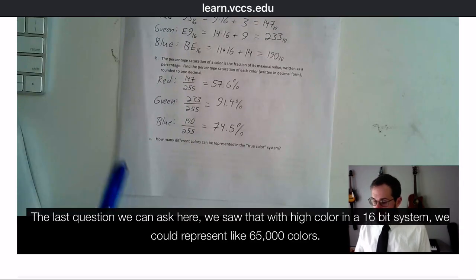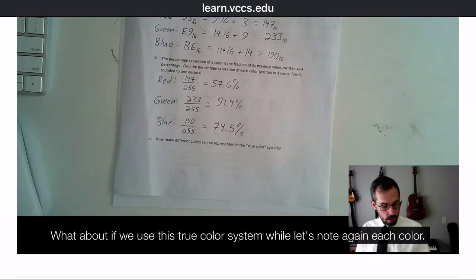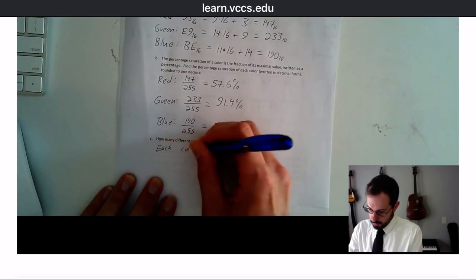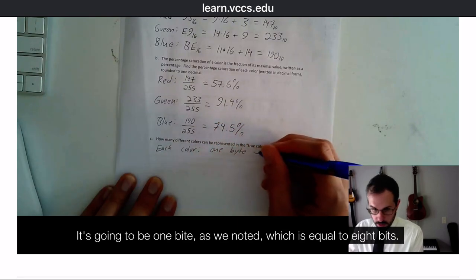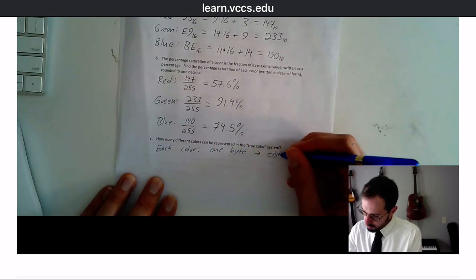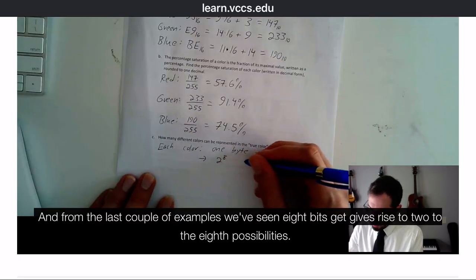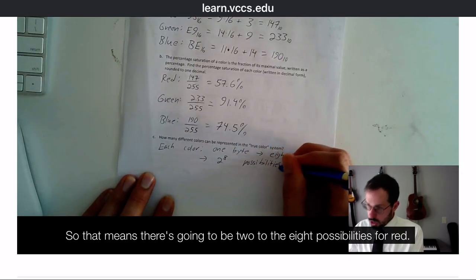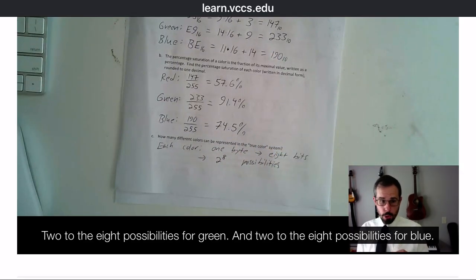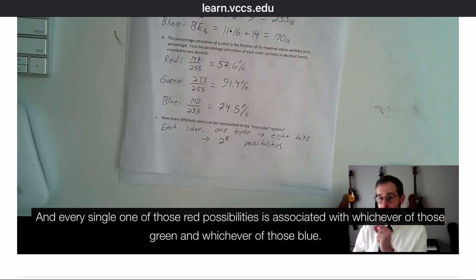Last question we can ask here: we saw that with high color in a 16-bit system, we could represent about 65,000 colors. What about if we use this true color system? Well, let's note, again, each color is going to be 1 byte, which is equal to 8 bits. And from the last couple of examples, 8 bits gives rise to 2 to the 8th possibilities. So there are 2 to the 8th possibilities for red, 2 to the 8th for green, and 2 to the 8th for blue. And every single one of those red possibilities is associated with whichever of those green and whichever of those blue.